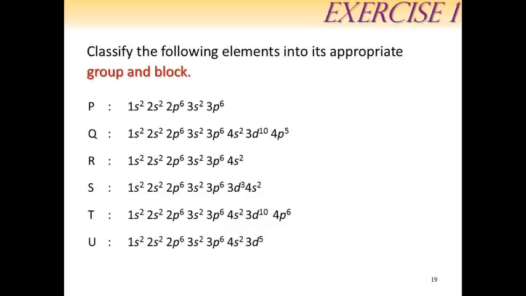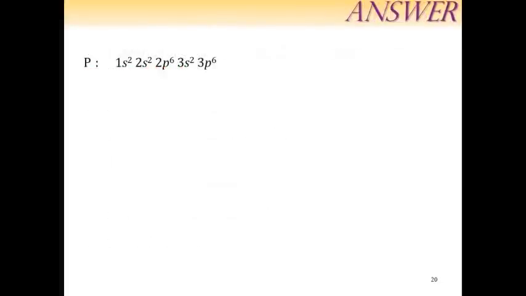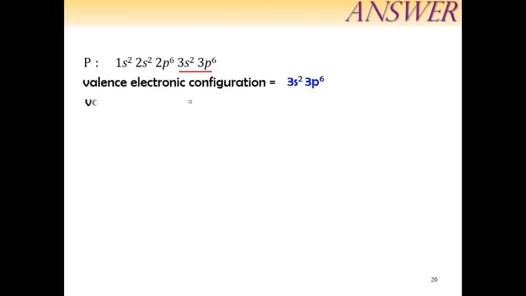Let's do exercise 1. Classify the following elements into their accurate group and block. You can try to answer the exercise. The answer for element P: valence electronic configuration is 3s2, 3p6, valence electrons 8, and the group is group 18. For block, it is from the P block.